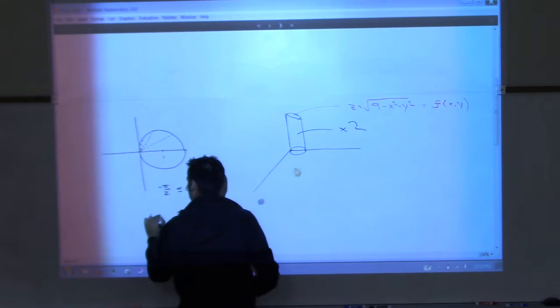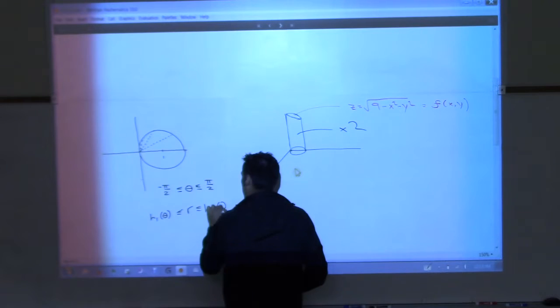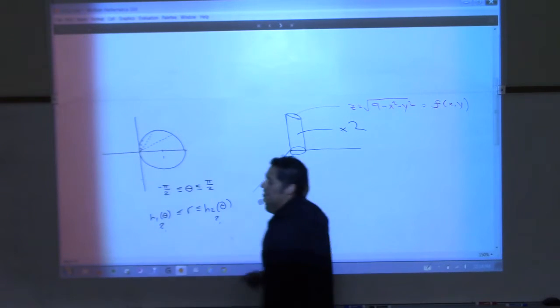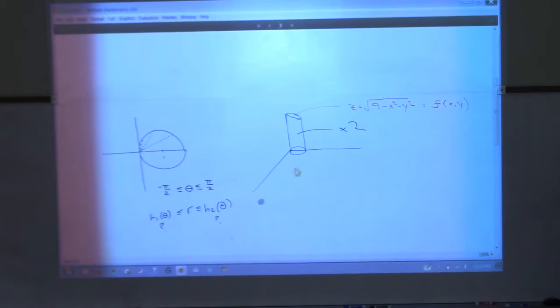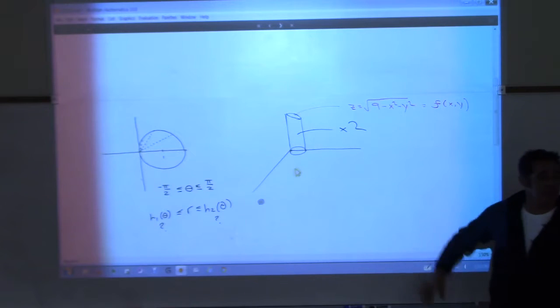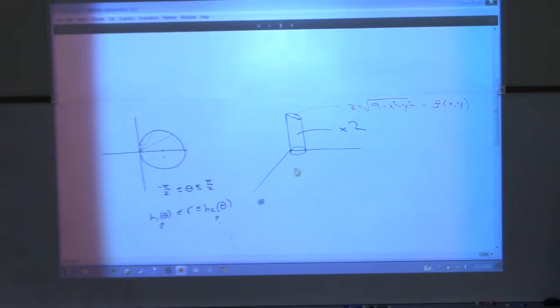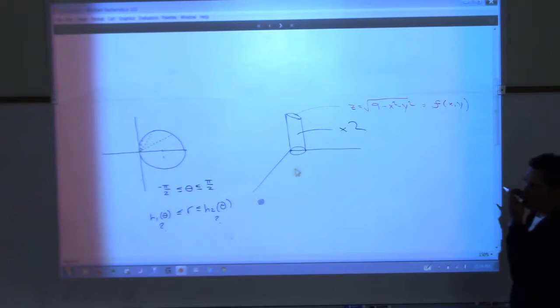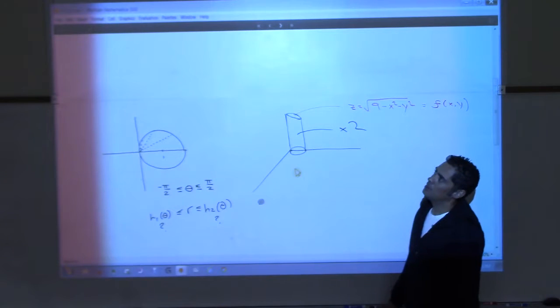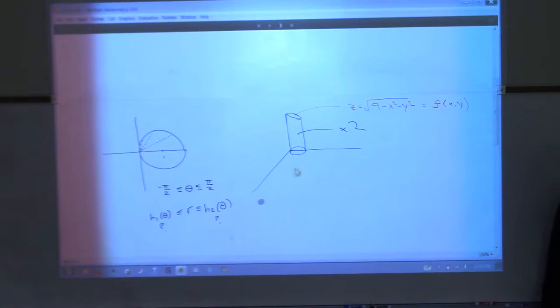And these right here, h1 of theta and h2 of theta, I don't know yet. I'm about to get them. You're going to help me get them. So if you don't have anything else to go off of, let's go off of what we do know about that circle. Do you know anything about that circle other than that it has a radius of 1? Anything that might be valuable to us in terms of trying to get it over to polar. You know the equation of it. What's the equation of that circle?